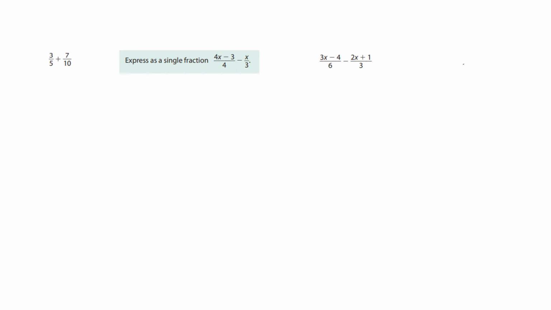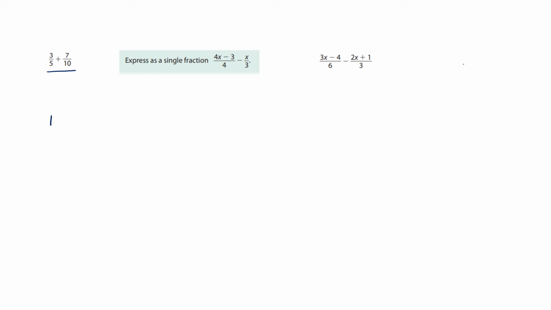Okay, so the next thing we're going to do is look at how to add and subtract fractions. We just want to take these algebraic fractions and add them or subtract them, or in other words, express as a single fraction. So to do this, let's have a think about how we would express fractions without any algebra as a single fraction.